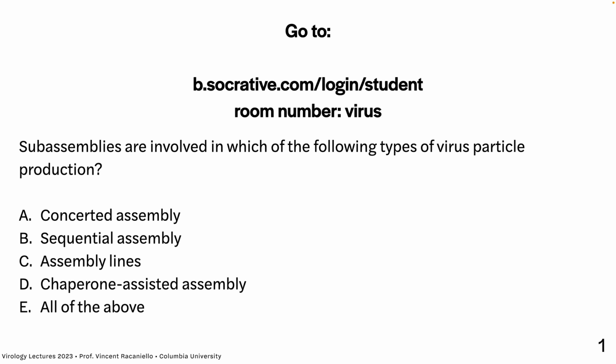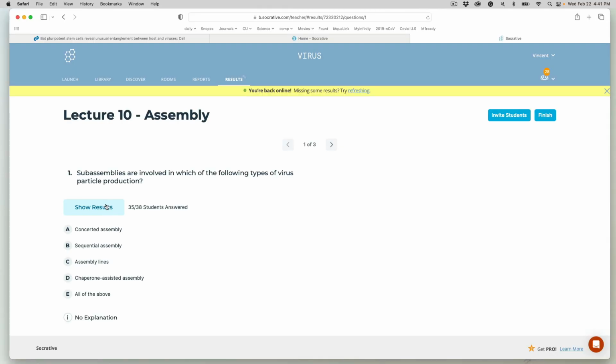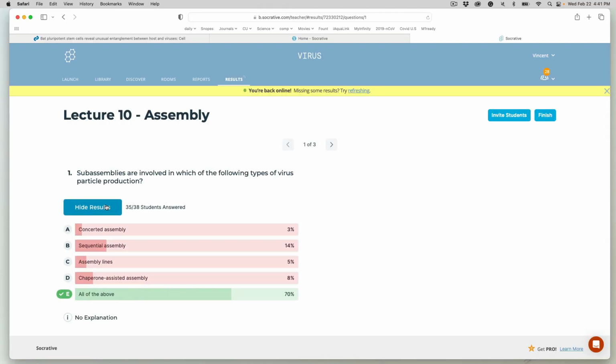Our first question for today: subassemblies are involved in which of the following types of virus particle production? Concerted assembly, sequential assembly, assembly lines, chaperone-assisted assembly, all of the above. So all of the above. Subassemblies are involved in all of them, right? Concerted can have subassemblies, sequential can have subs, assembly lines can have subs, so can chaperone-assisted assembly. It's all of the above.